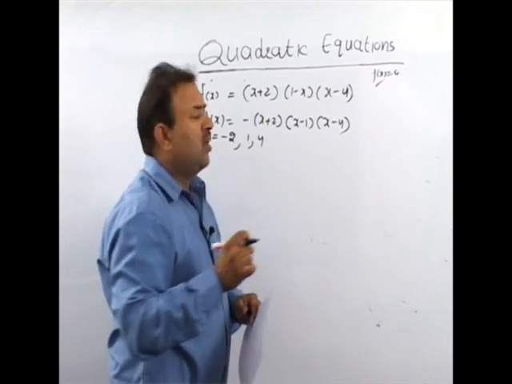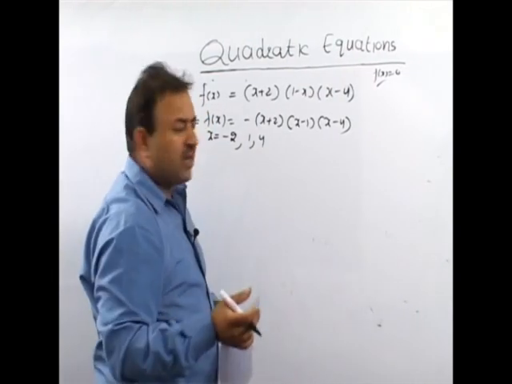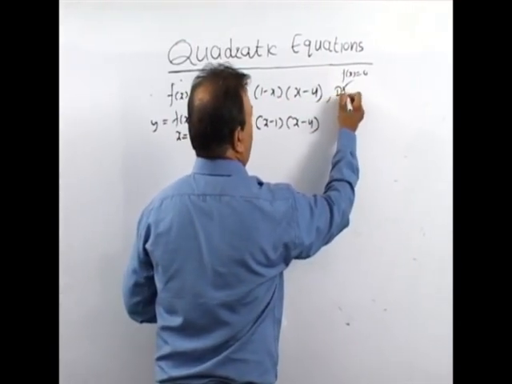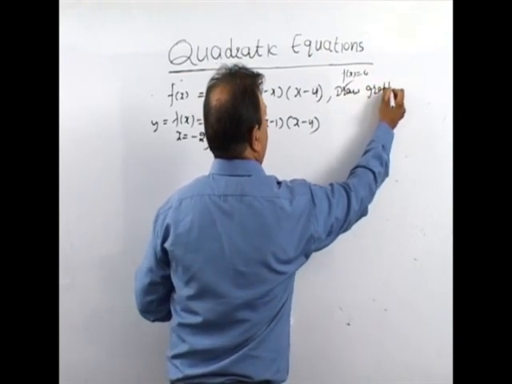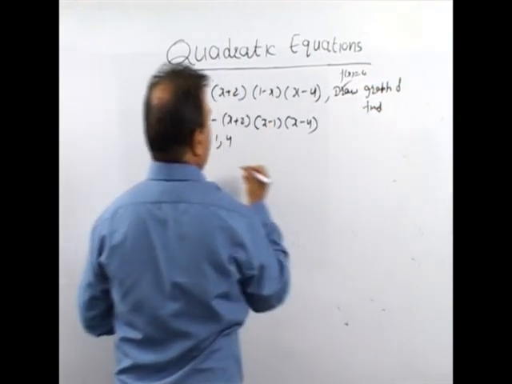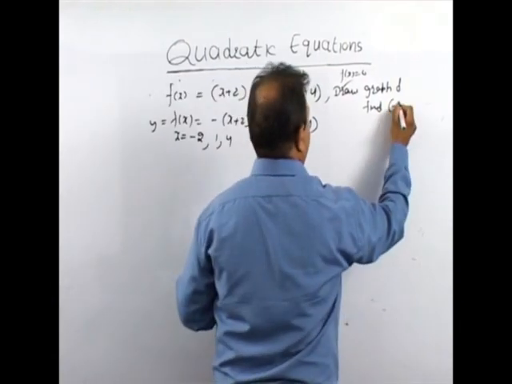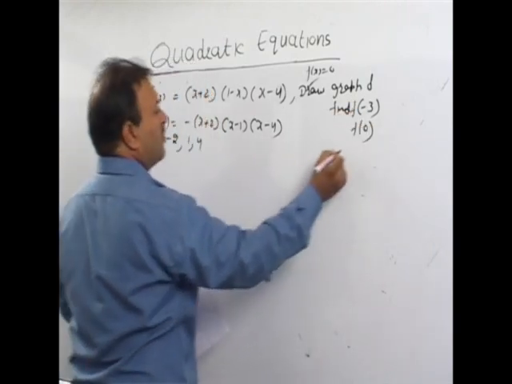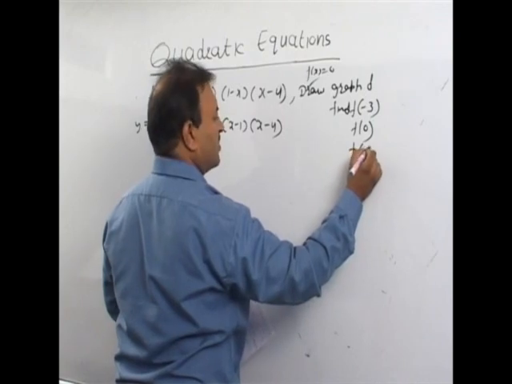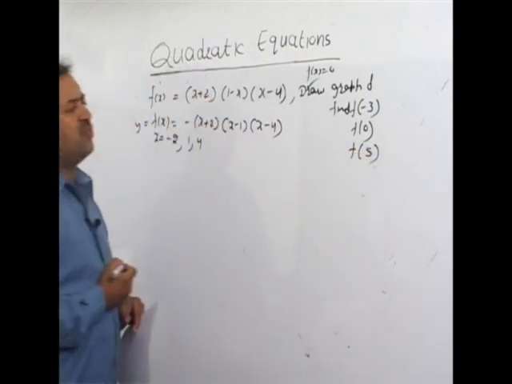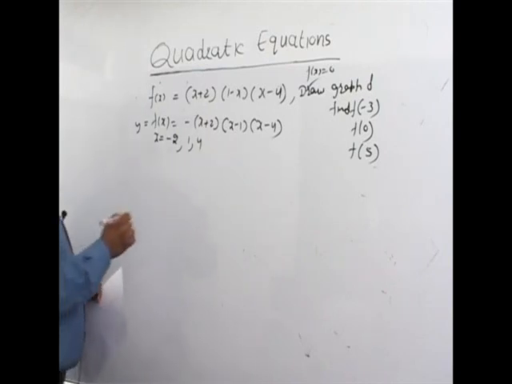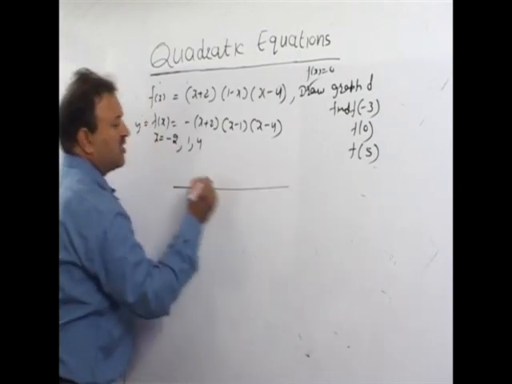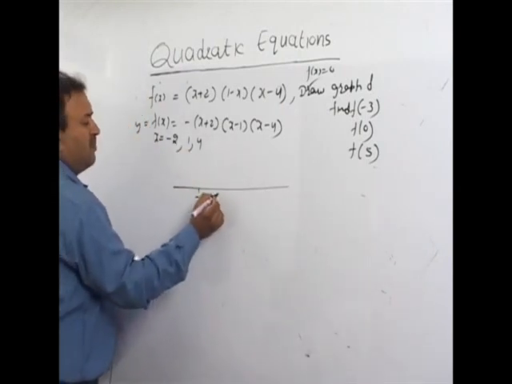Now we have to represent this by a graph. Similar question: this is f(x), you have been given to draw the graph and find a few values like this. We take f(-3), then we take f(0), and we have been told to find f(5) also. These are the things we have to calculate. So first of all we'll draw a curve. Now these are the points on the x-axis. I represented -2, 1, 4.